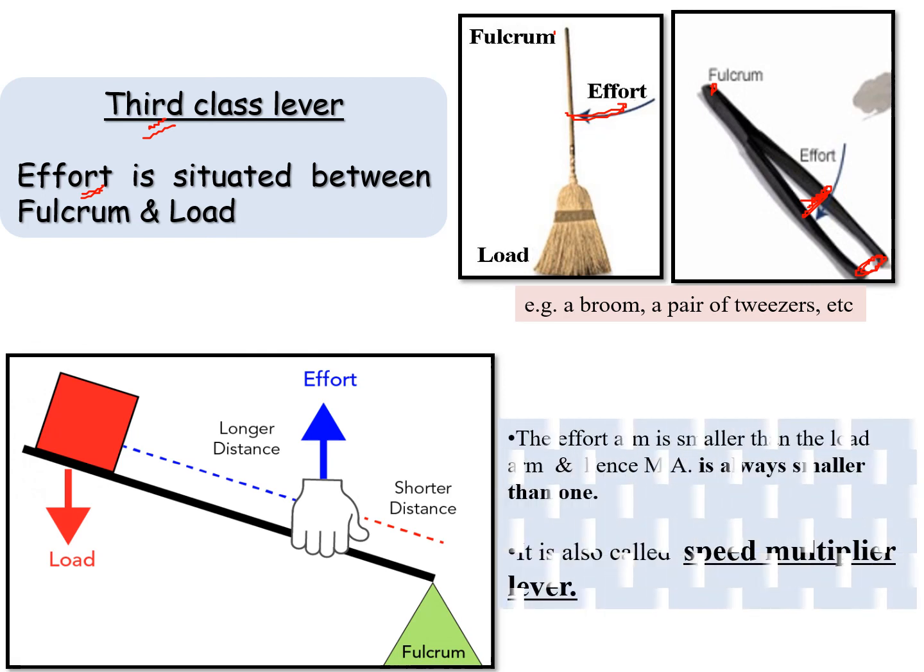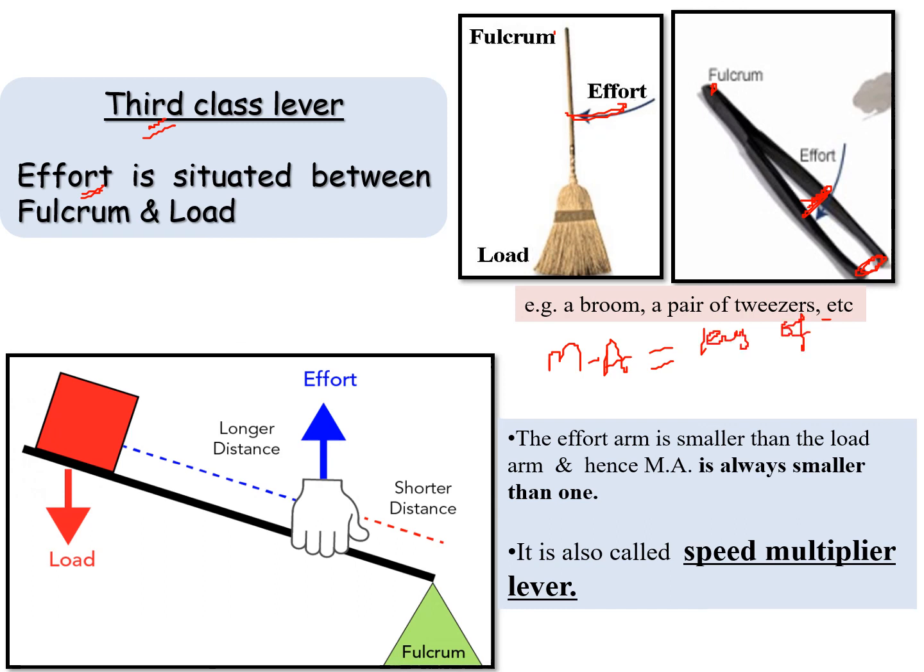Here the mechanical advantage, once again, is the ratio of the length of the effort arm to the length of the load arm. Here the effort arm is smaller whereas the load arm is bigger, so the mechanical advantage will always be smaller than 1, and it is also called a speed multiplier lever.